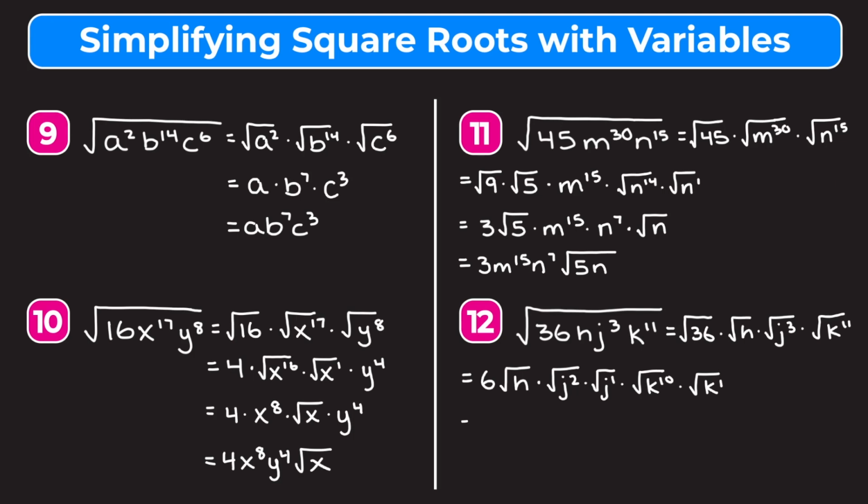And now let's simplify what we can. So we can't do anything with the 6 square root of h. We can simplify the square root of j squared, which is just j. We cannot simplify the square root of j to the first, so we'll leave it as the square root of j. The square root of k to the 10th is k to the 5th because we cut the exponent in half. And we can't simplify the square root of k to the first, so we leave it as the square root of k. And last step, we're going to put everything on the outside together. So we get 6j k to the 5th, and we're going to put everything under the root together. So all of that multiplied by the square root of h, j, k.